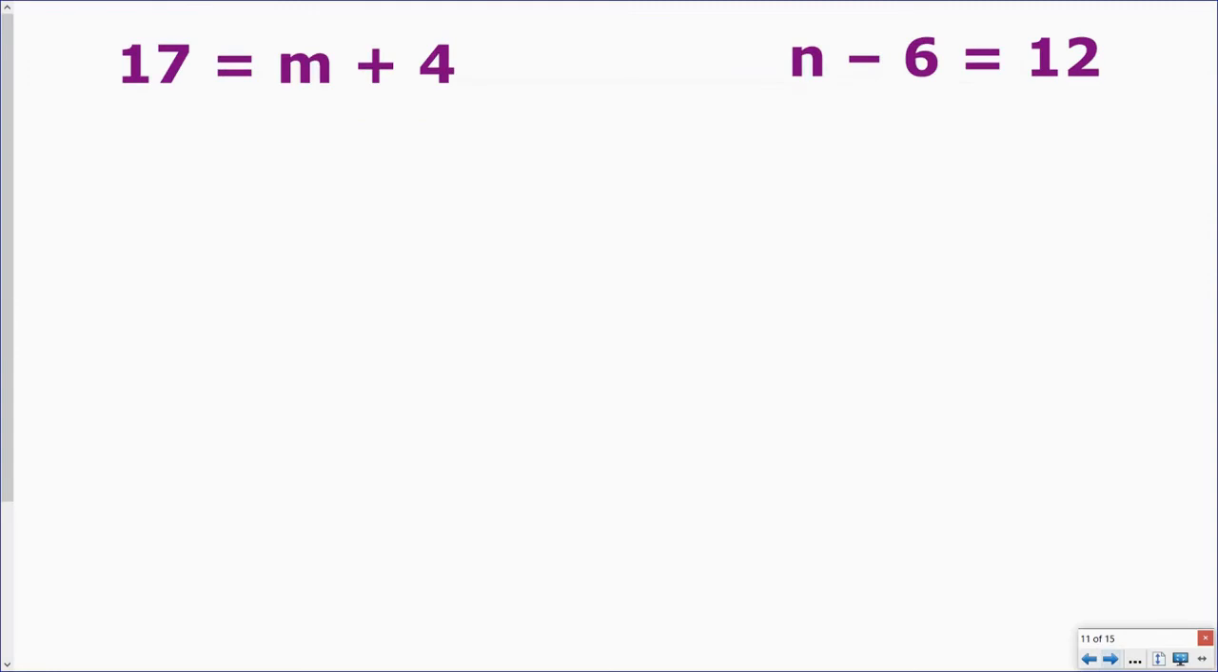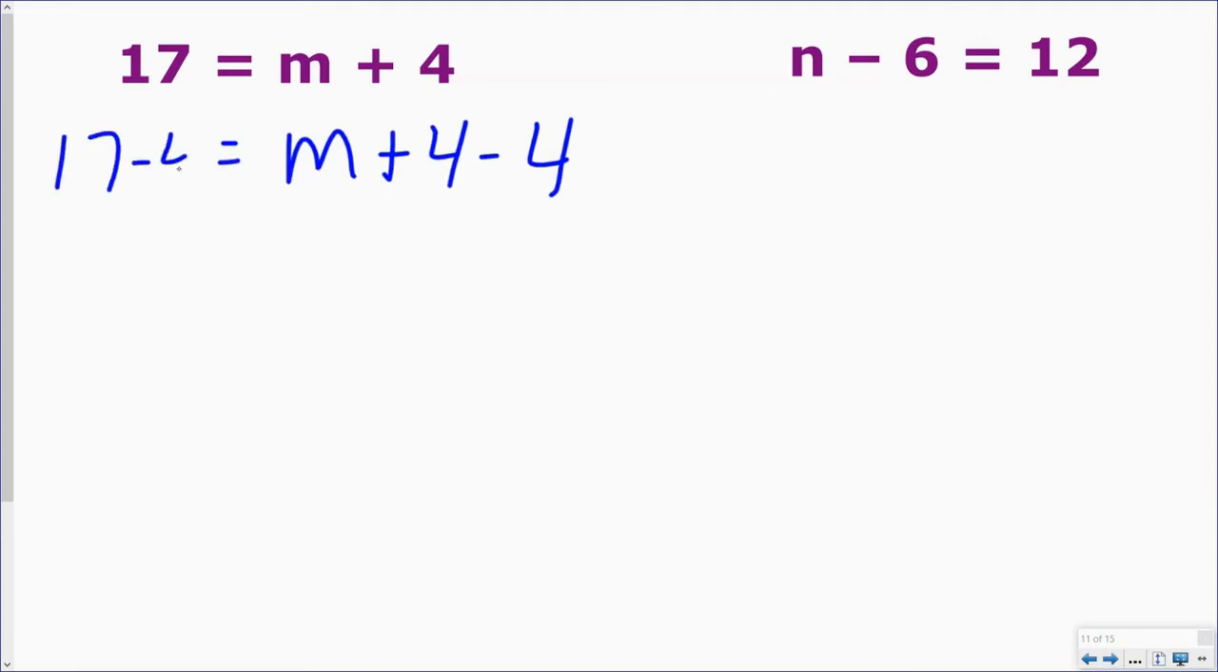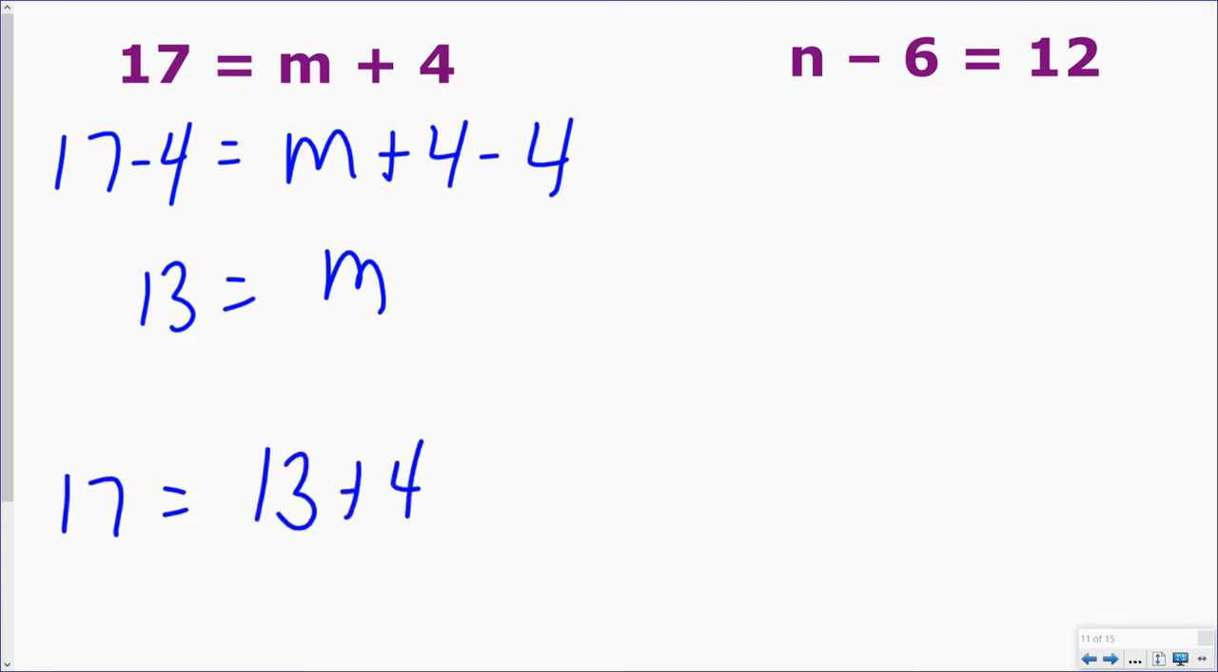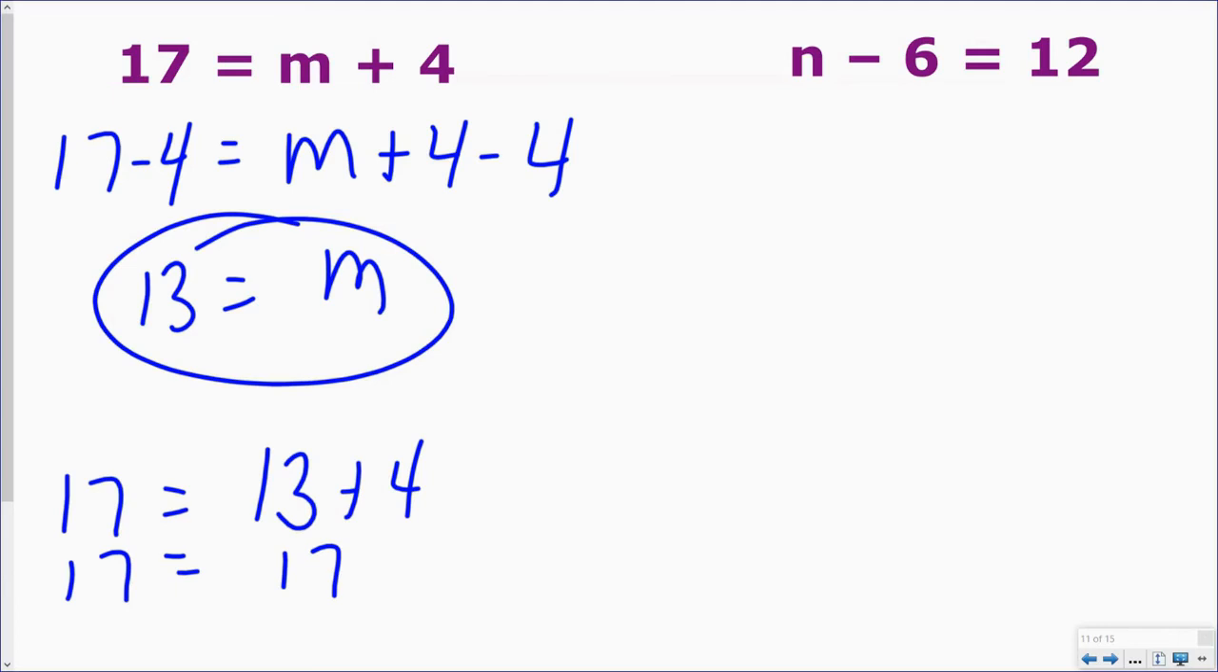So that means this is the correct solution for my equation. Here's a couple more. So 17 equals m plus 4. So on this side, I would take m plus 4 minus 4. This side, 17 minus 4. 17 minus 4 is 13 equals m. So I substitute that back in. 17 equals 13 plus 4. 13 plus 4 is 17. That's the same as 17, so this is correct.